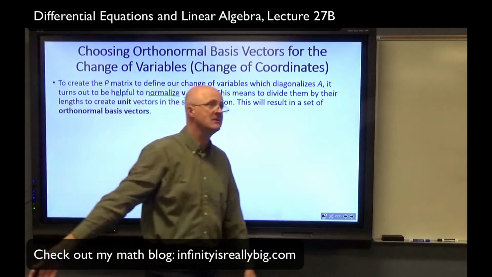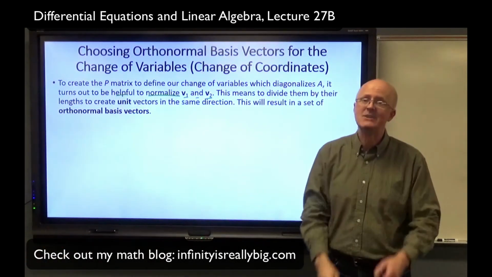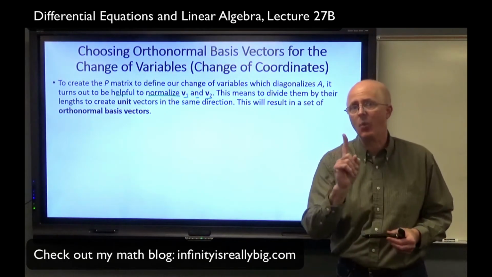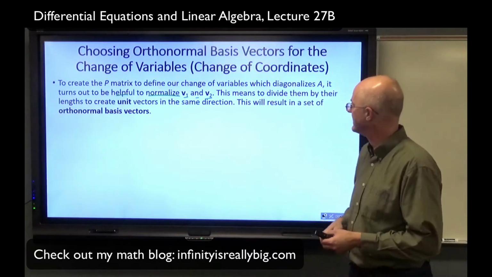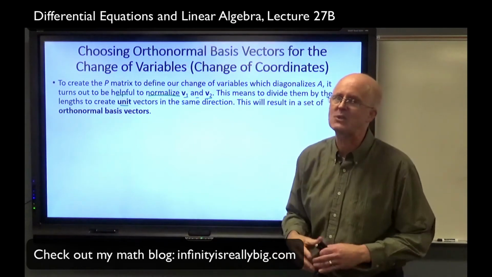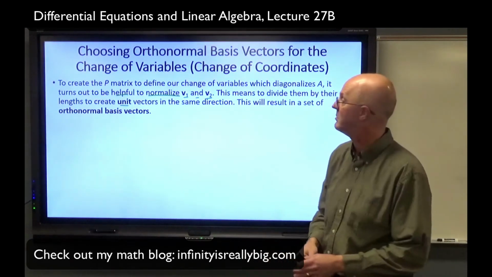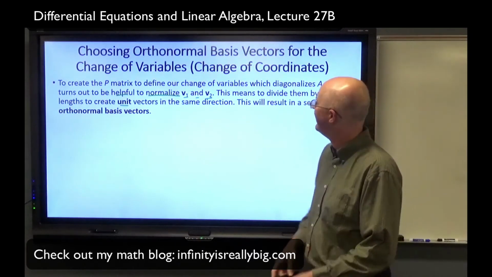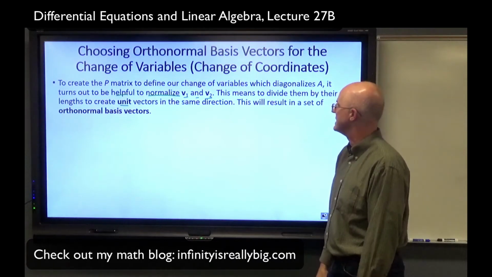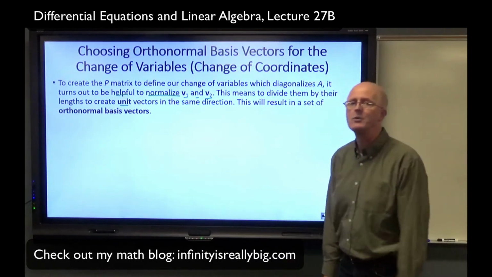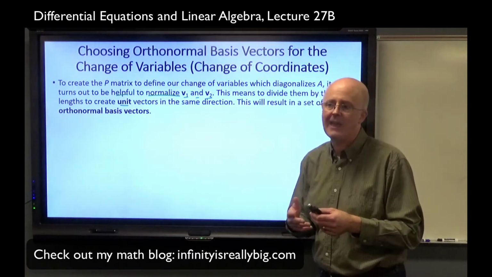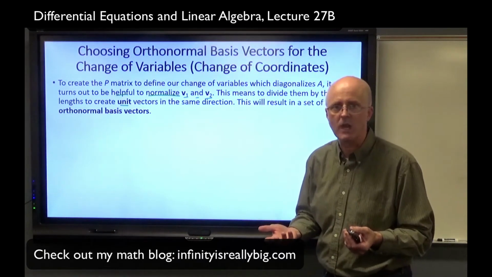Way back, lecture 4, 5, 6, something like that, I did talk about normalizing vectors, finding unit vectors, vectors of length 1, in the same direction as the given vector. Unit vectors, that's what's called vector normalization. It's not the same thing as a normal vector to a plane, which is orthogonal to the plane. It's not the same idea. It's unfortunate that we use the word normal again. This will result in what's called a set of orthonormal basis vectors. Vectors that are orthogonal to each other and normalized in the sense of having length 1.